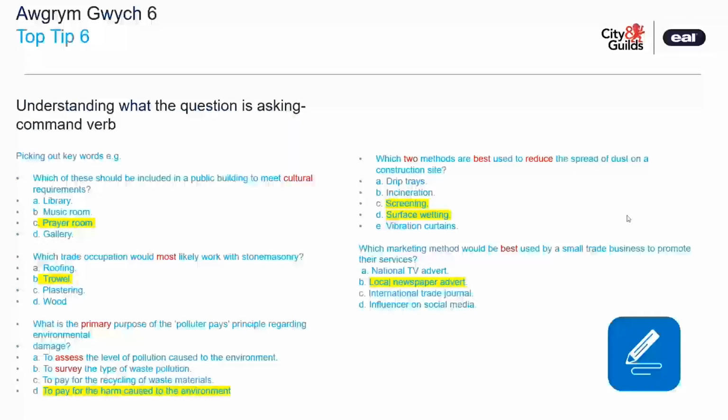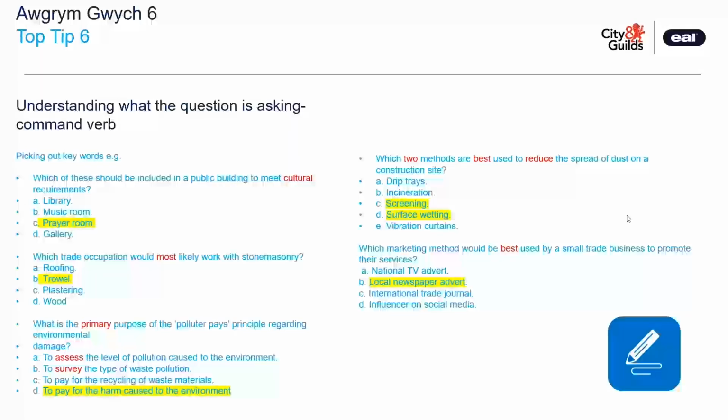But the key words here are small trade business. So the other options tend to all relate to international, national and social influencers, which tend to have a worldwide following. So what they're saying in that is none of these are wrong, but which method would be best? So just a critical keyword.